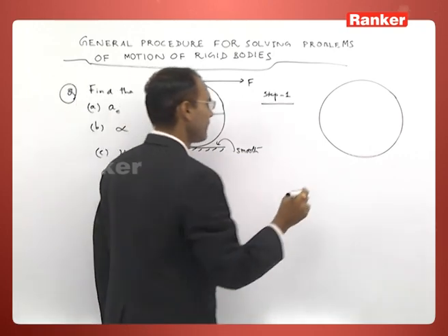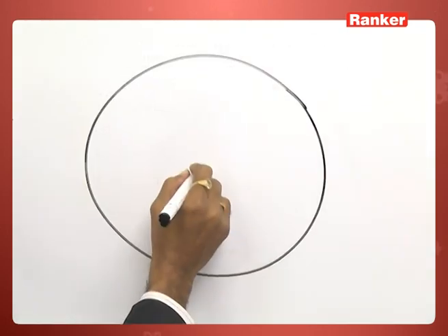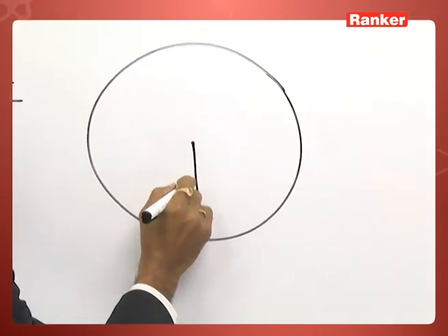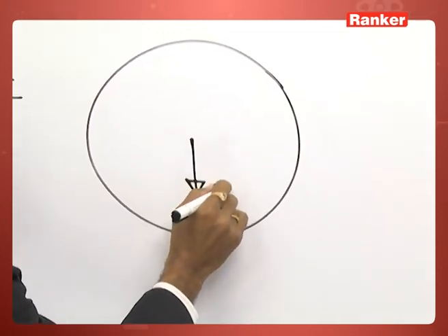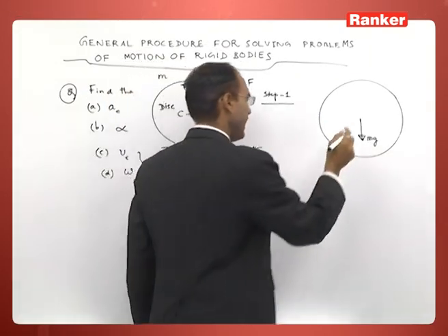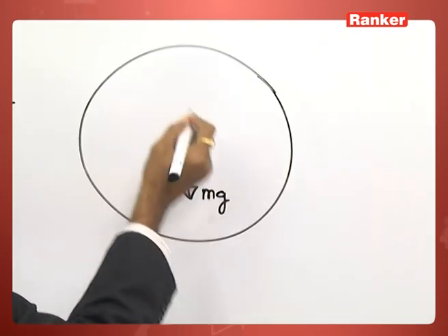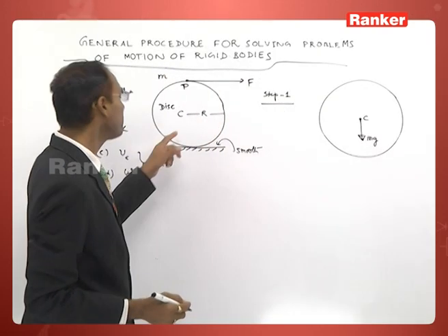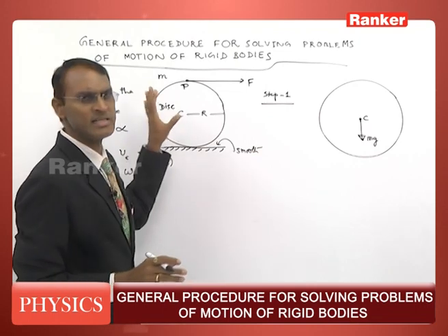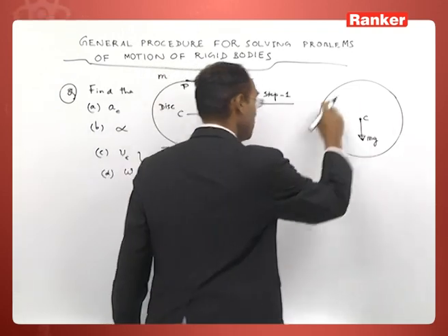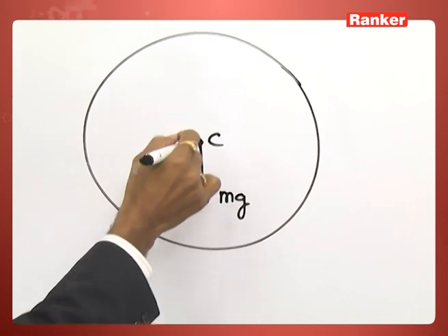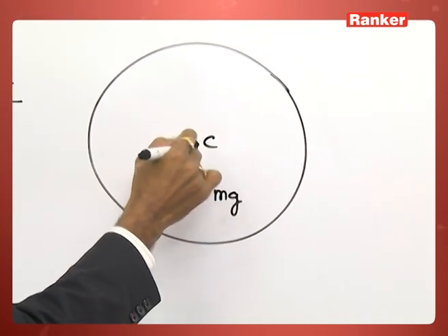This disk is experiencing a gravity force. Gravity pulls the disk down, and the gravity force acts at the center of mass of the disk. Unless it is stated otherwise, we have to assume that the disk is uniform. For a uniform disk, the geometrical center and the center of mass will coincide. Gravity acts at the center of the disk.